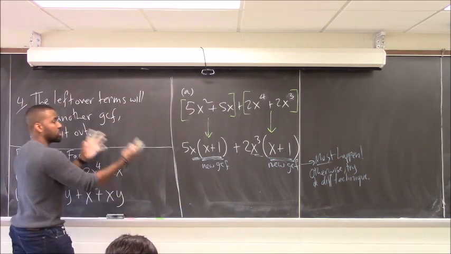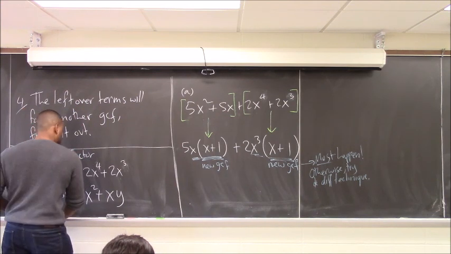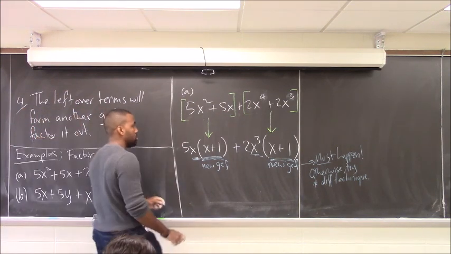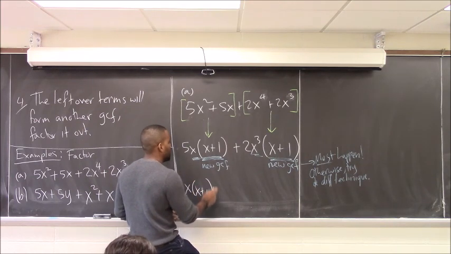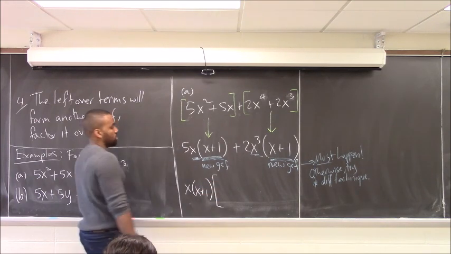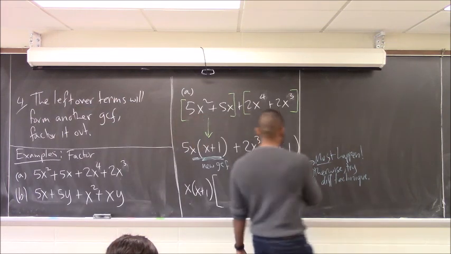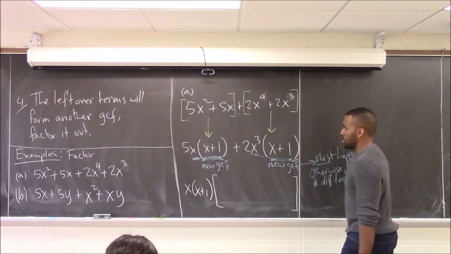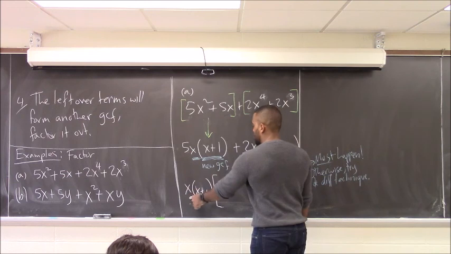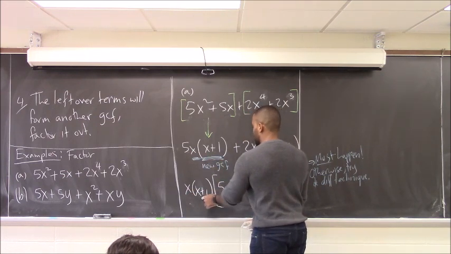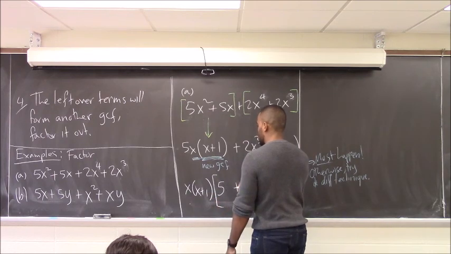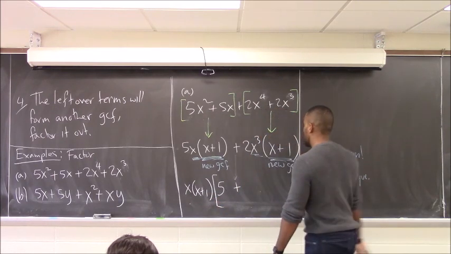You're going to factor out the new GCF that was created, which in this case is going to be an x times an x plus 1. And then you're going to write what's left over on the inside. So the 5 wasn't taken out, so he stays. The x I took out, okay, the x plus 1 I took out, so that's all that's left in the first term, so I put back the plus sign.